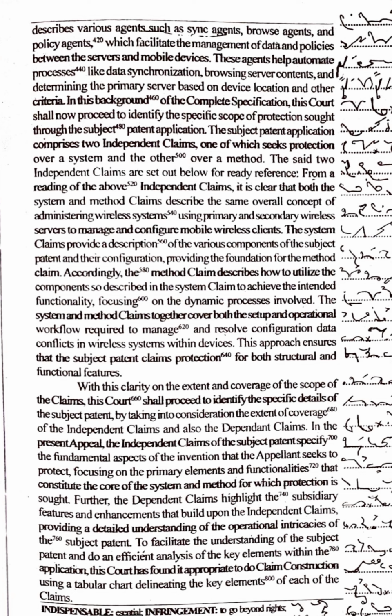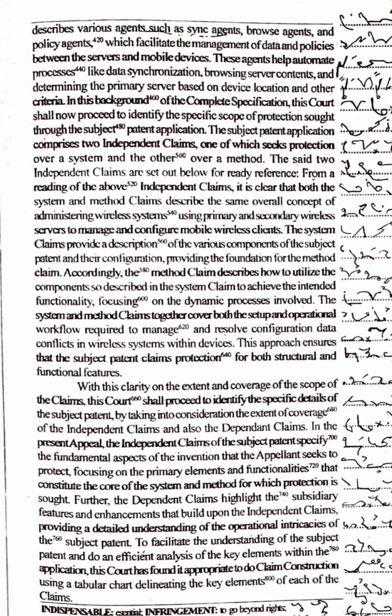The subject patent application comprises two independent claims, one of which seeks protection over a system and the other over a method. The said two independent claims are set out below for ready reference. From a reading of the above independent claims, it is clear that both the system and method claims describe the same overall concept of administering wireless systems using primary and secondary wireless servers to manage and configure mobile wireless clients.